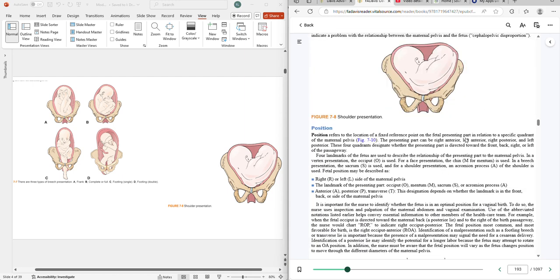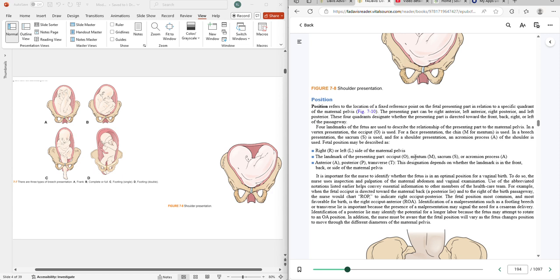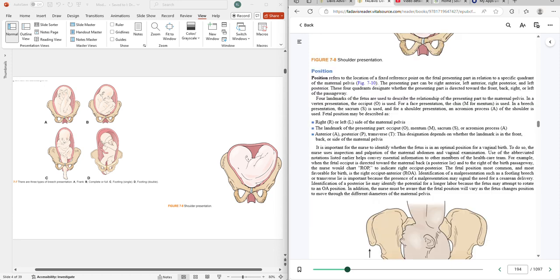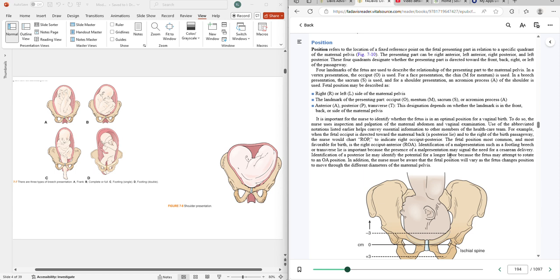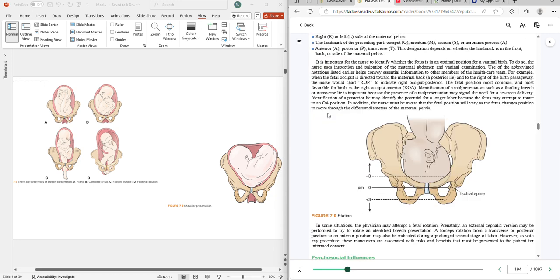Position. So right, left, transverse or midline even, and then you have the landmarks that we talked about. The mentum, remember, is what? The chin. The sacrum, of course, we know is what? The buttocks. And then the acromion process. Anterior, posterior, transverse.